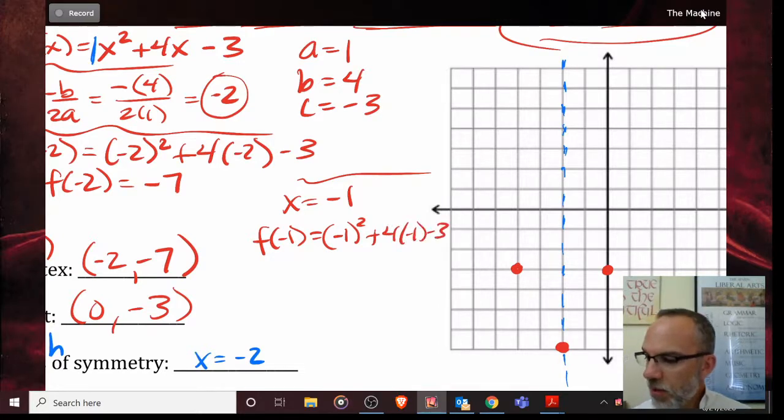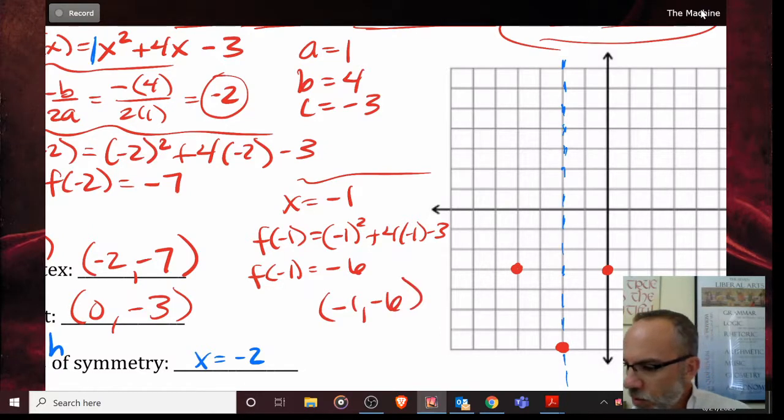It should be a value that's in between this y value, which is negative 3, and this y value, which is negative 7. It's got to be. It should be somewhere in the middle here. So I'm expecting a value between negative 3 and negative 7. So f of negative 1 is equal to, what's that? It's going to be positive 1 minus 4, minus 3, and then minus 3 more, I'm getting negative 6. So I'm going to use the point negative 1, negative 6, which should be that point right there. And then because of symmetry, I've also got that point right there.